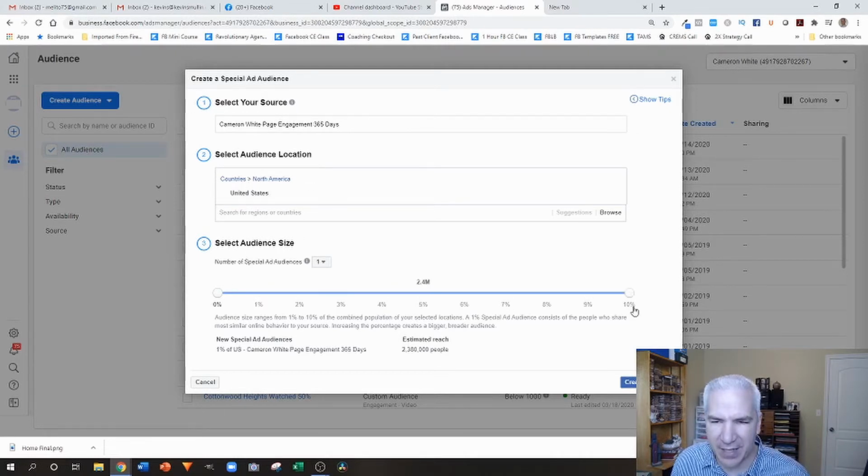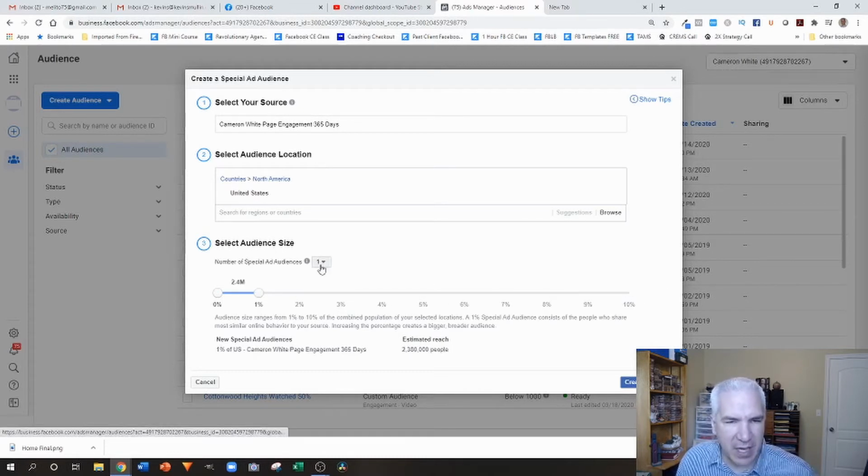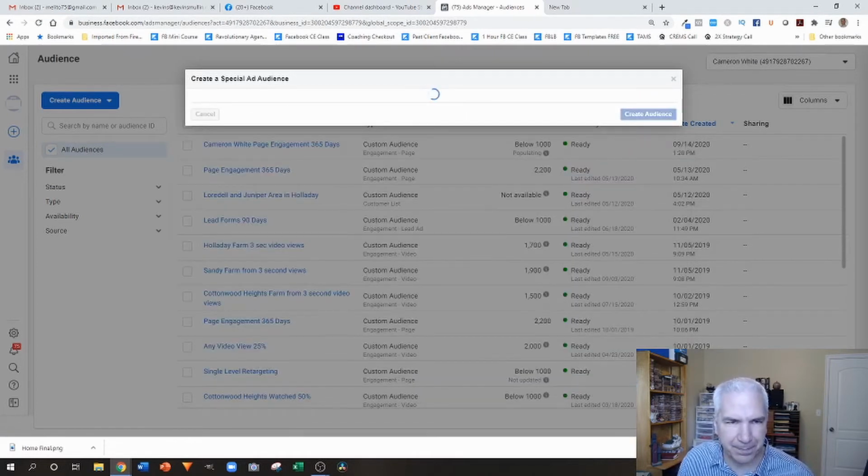If we go out to 10%, then we're telling Facebook, be a little more creative, be a little more relaxed on who it is that you're finding that's similar to this. So it's not an exact mathematical computation, but in essence, you're saying this is about 10% different. This is 1% different. And you'll notice that as we step this up, the audience size is increases every time we do that. So just for the sake of this demo, I'm going to leave it at 1% and I'm going to hit create audience.